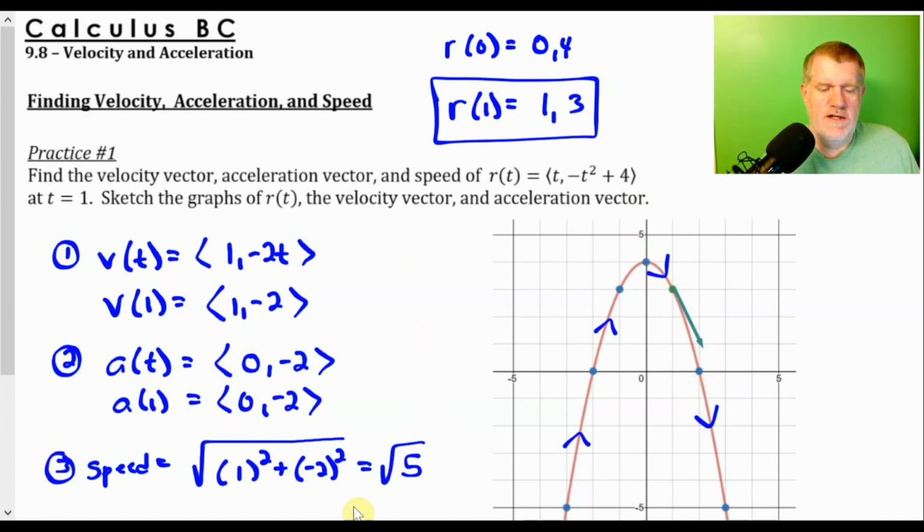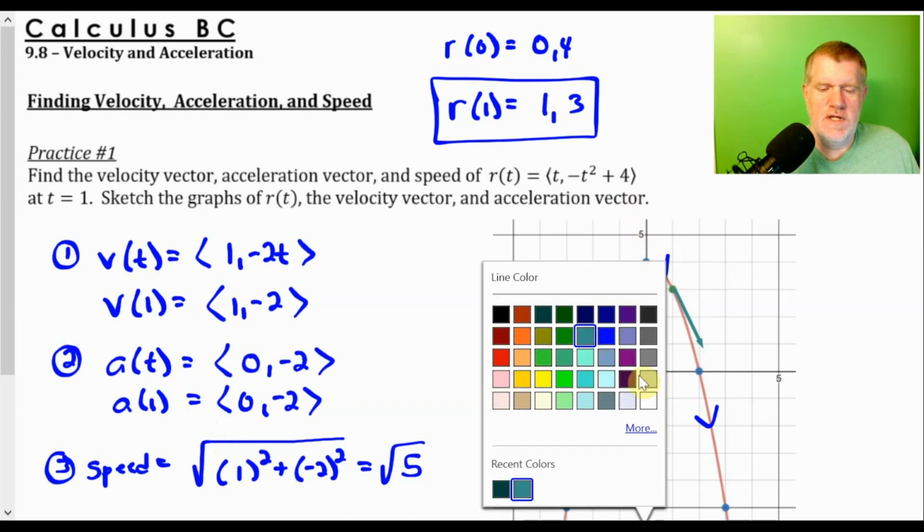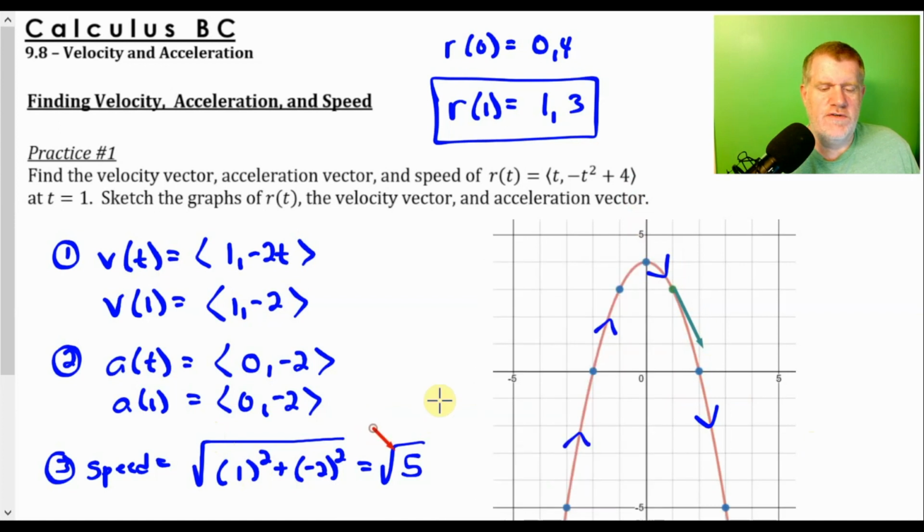Okay. Now the acceleration vector, we'll give it this color. So the acceleration vector is 0, negative 2. So the acceleration vector would look just like that. All right. So there's your graph of the position and your graph of the velocity and acceleration all happening when t equals 1.